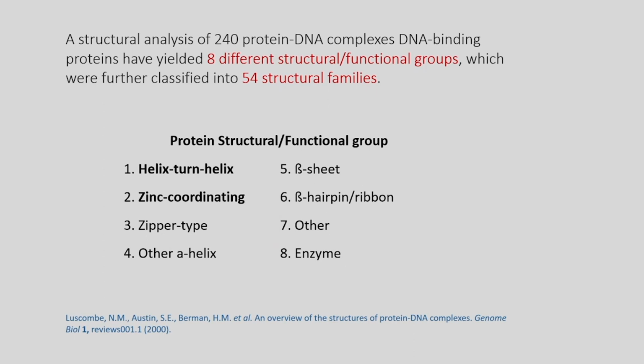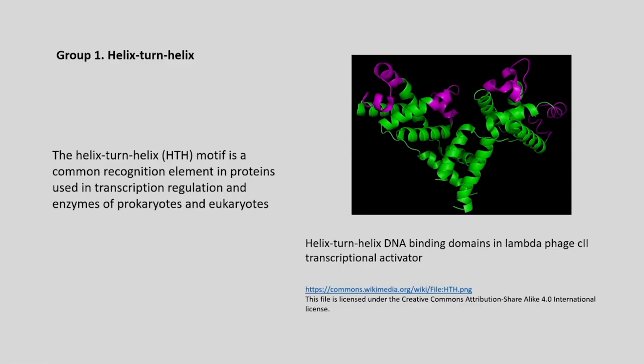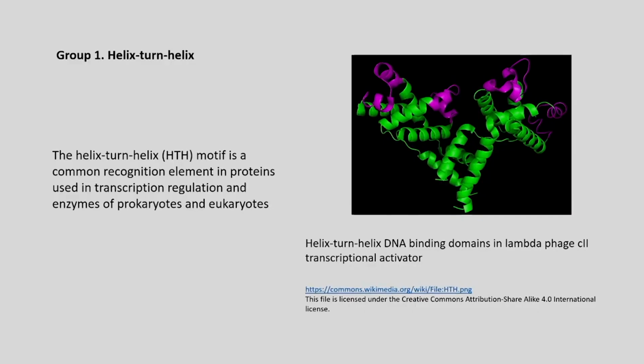In this particular lecture, we will focus mostly on 2 protein structural or functional groups. They are the alpha helix-turn-helix group and the zinc coordinating group. Let us first start with a discussion on group 1, which is the helix-turn-helix. As you can see, there are many helices over here. These are basically the alpha helices which we discussed in the beginning of this lecture.